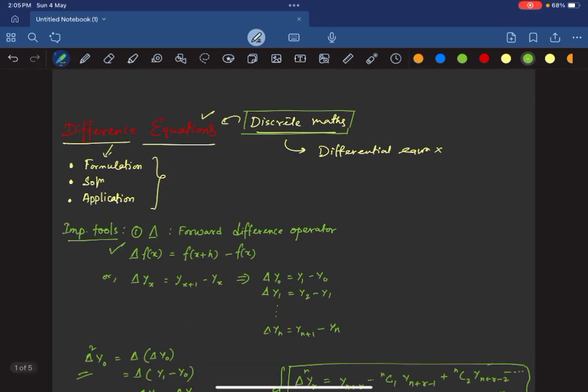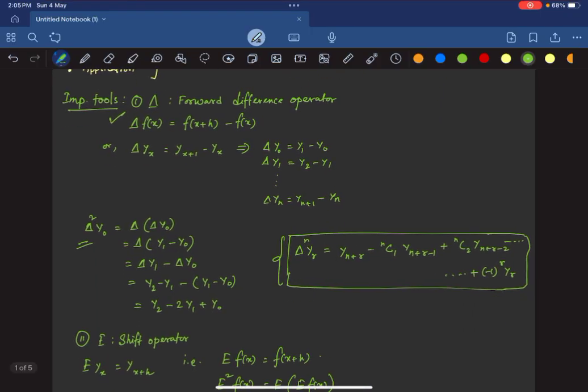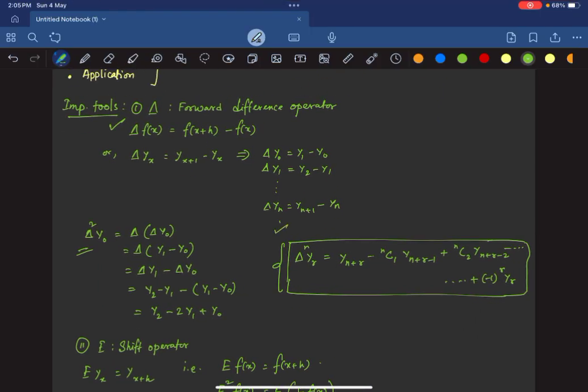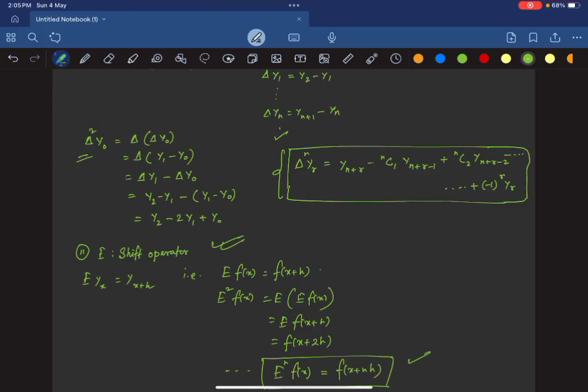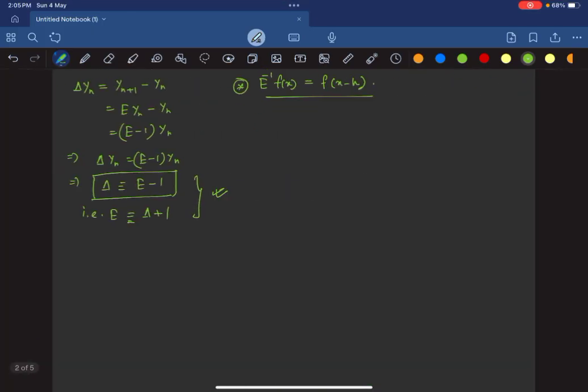So these are a few important notations: the delta operator, which is the forward difference operator, then the shift operator E, and just now we have the formula for the relation between E and delta.